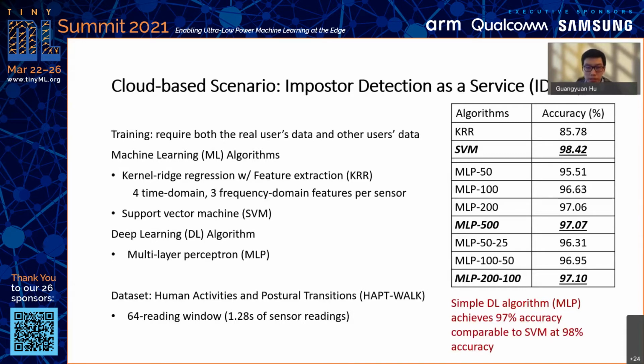The algorithms we consider include the state-of-the-art kernel ridge regression, which extracts 7 features per sensor from the time and the frequency domains. Another machine learning algorithm we test is the support vector machine. For deep learning algorithms, we use the multi-layer perceptron. We use the walking behavior in the HAPT dataset to identify each real user from other users. The result shows that the SVM algorithm performs better than the KR algorithm, and the MLP algorithm can achieve a comparable accuracy of over 97% as SVM.